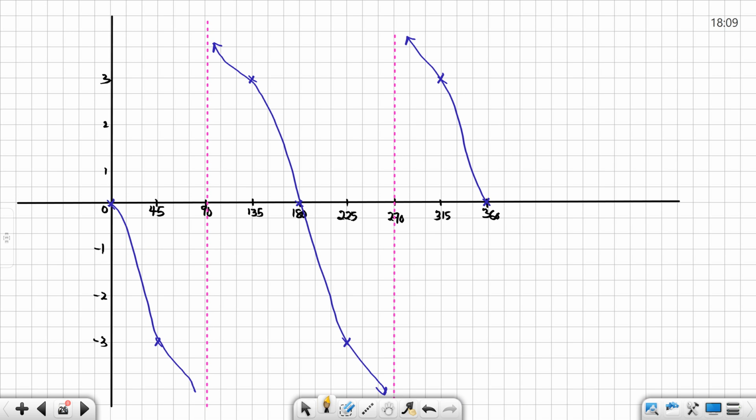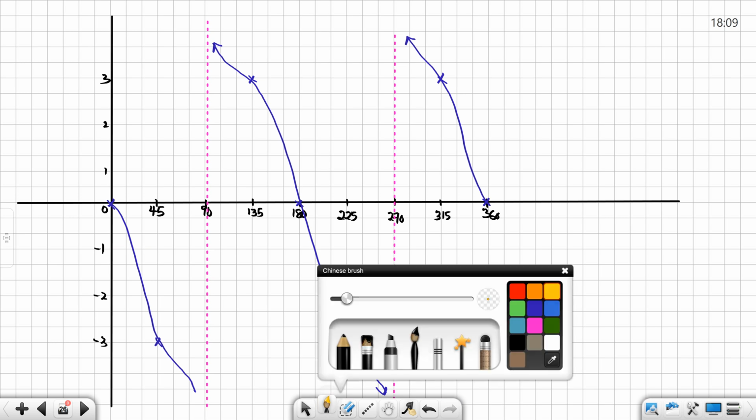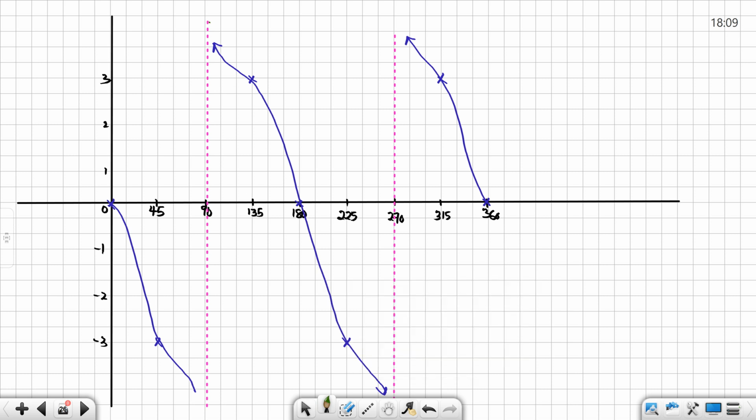So if the examiner gave you this graph and told you to find the period, look at what I would have done. Quickly look at my asymptotes: 270 minus 90 gives 180 degrees. That's my period. That's why I told you it is the distance between two asymptotes.